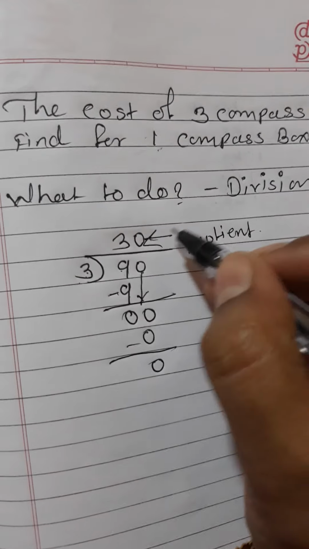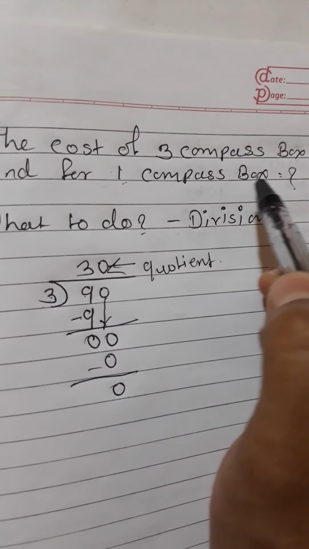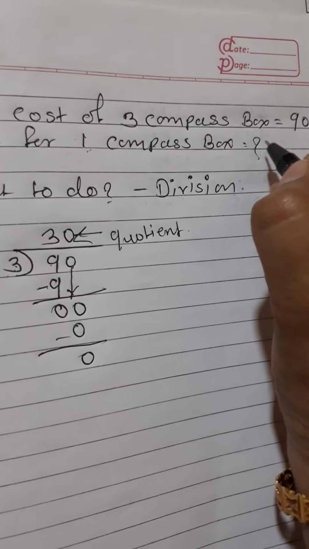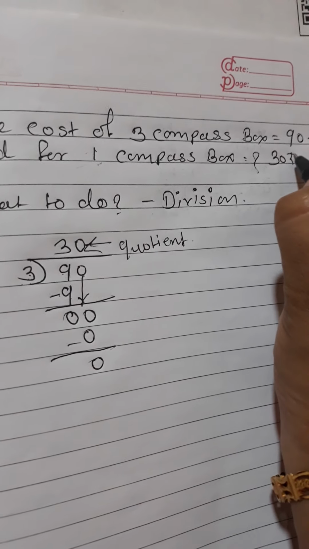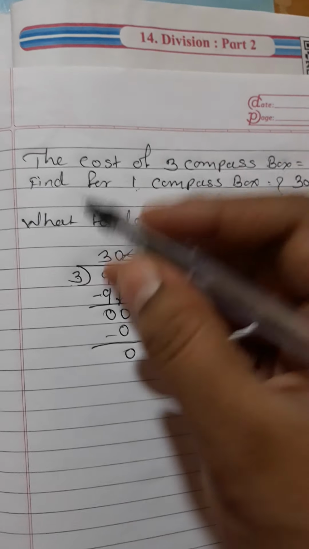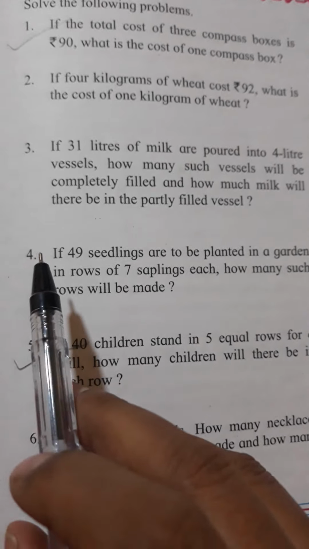Our quotient is 30. So the price of 1 compass box is 30 rupees. Understood, students? This is your word problem. Now look next, the fourth one.